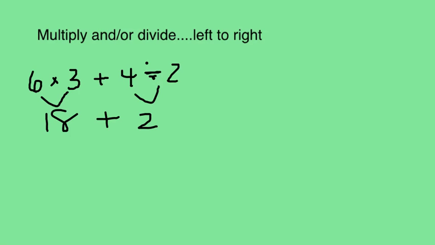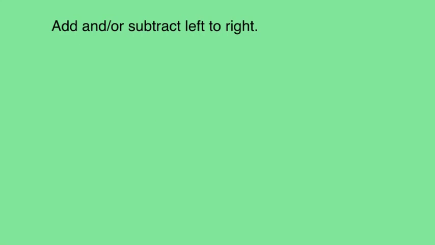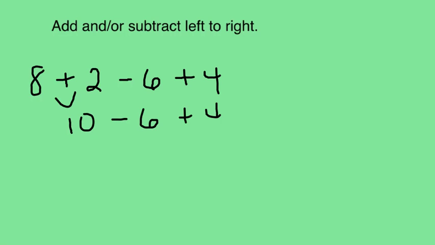and then we can do the last step of addition. And then our last step would be to add and/or subtract left to right. Again, this means addition could be listed first or subtraction could be listed first. It doesn't matter which one. It's either of those two operations. You're going to do that left to right. So let me give you another example real quick. Okay, so for this example, we're just going to work left to right. We're going to get 10 minus 6 plus 4. 10 minus 6 is 4, plus 4, and then our answer would be 8.